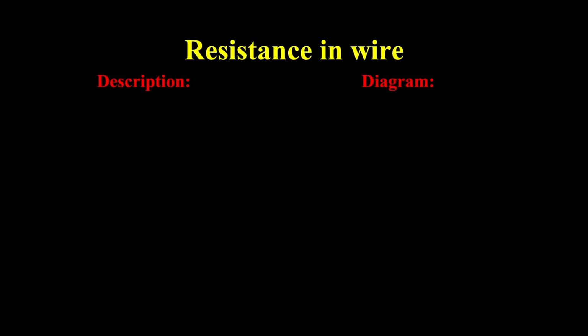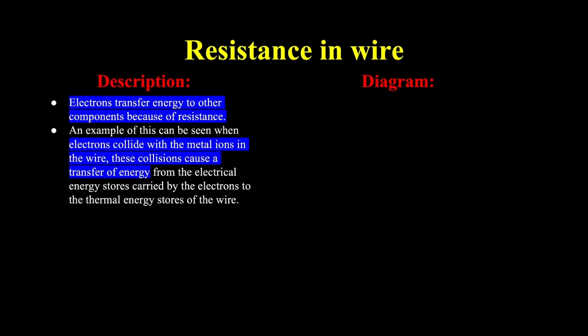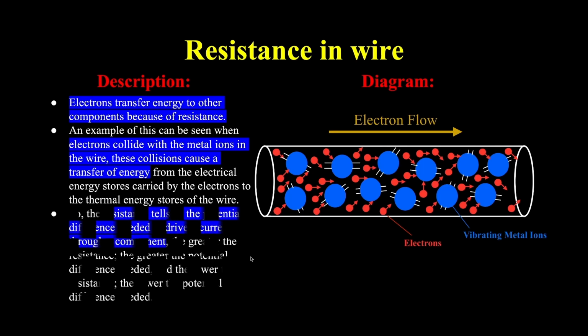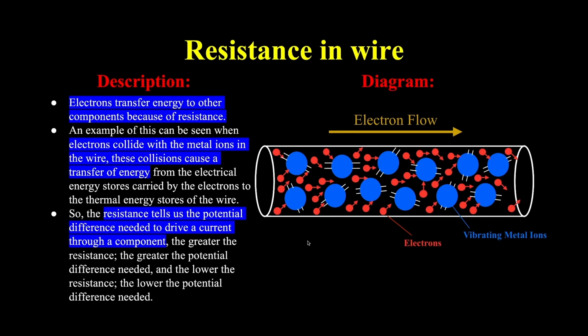Now let's look at resistance in a wire. Electrons transfer energy to other components because of resistance. As we said before, the presence of metal ions in wires and components is the reason there is resistance. An example of this can be seen when electrons collide with the metal ions in the wire. These collisions cause a transfer of energy from the electrical energy stores carried by the electrons to the thermal energy stores of the wire. So the resistance tells us the potential difference needed to drive a current through a component.